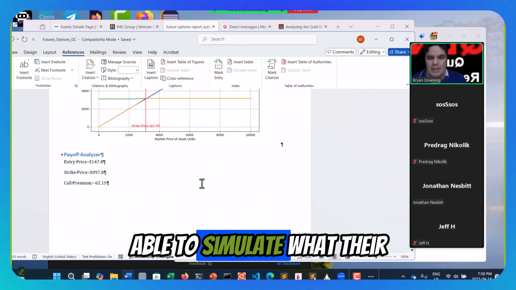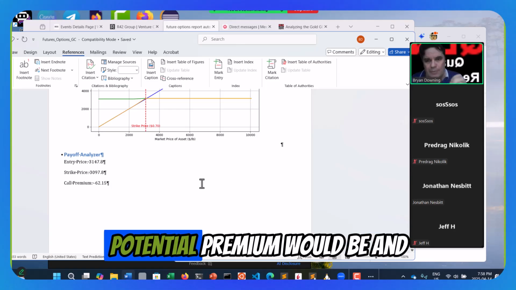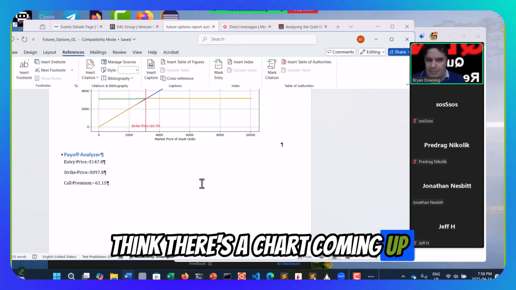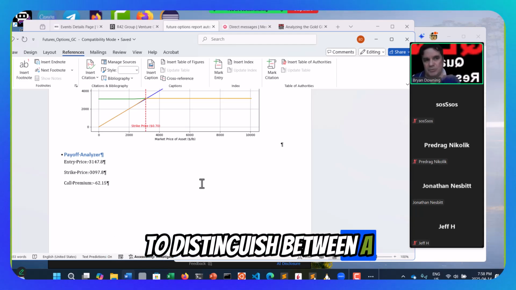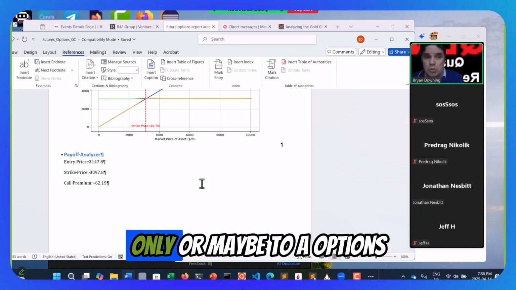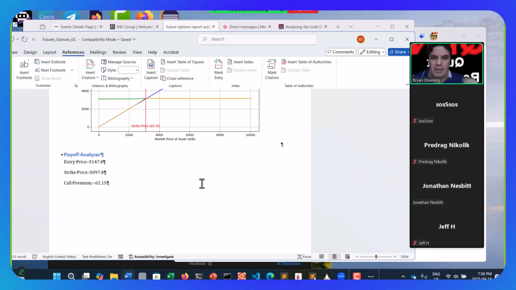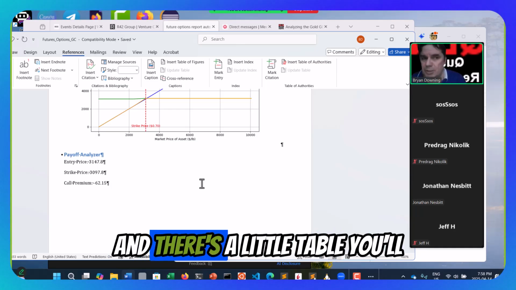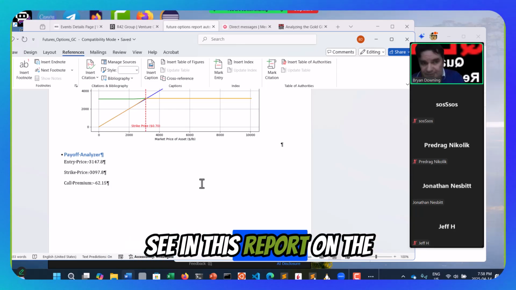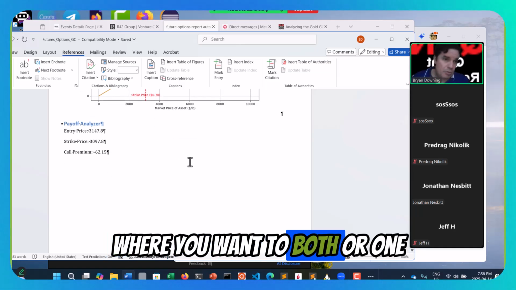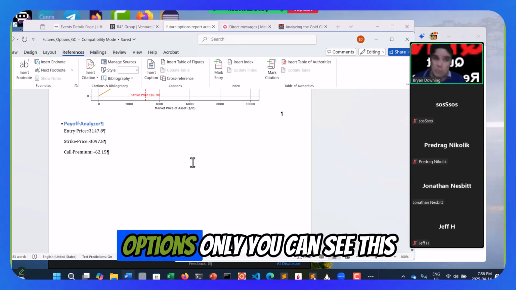So they're able to simulate what their potential premium would be. And let's talk about that. I think there's a chart coming up to distinguish between a reason when to take a futures only or maybe an options only. And the thing is, there's times we're going to do both. And there's a little table you'll see in this report on the different market conditions where you want to do both or one only, a futures only, or an options only.